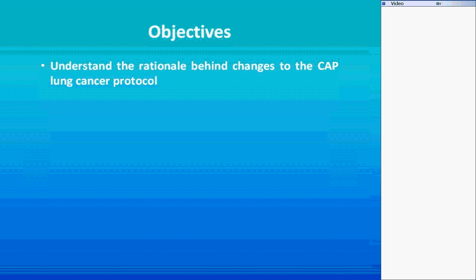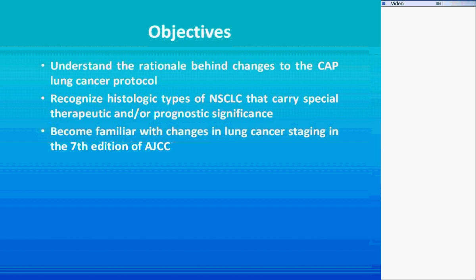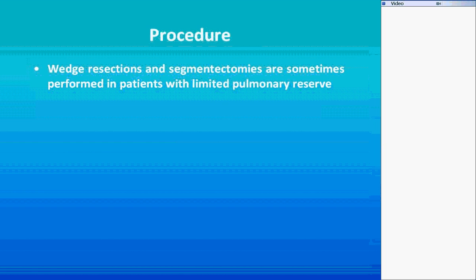The objectives for today's talk are threefold. One of them is to understand the rationale behind the elements that have gone into the new CAP cancer checklist for lung cancer. And I'd like to explore several histologic types of non-small cell lung cancer that may carry prognostic or therapeutic significance, how to recognize these histologic subtypes, what their importance is, and how to communicate that to the clinician so that ultimately the patient gets the appropriate treatment. And finally, I'd like to discuss the changes in lung cancer staging that appear in the 7th edition of the AJCC Cancer Staging Manual. And there are a number of important distinctions from the 6th edition. Some are straightforward and some less so, and I'd like to go through some of the most pertinent ones.